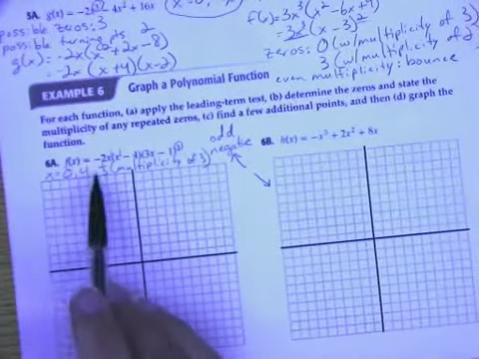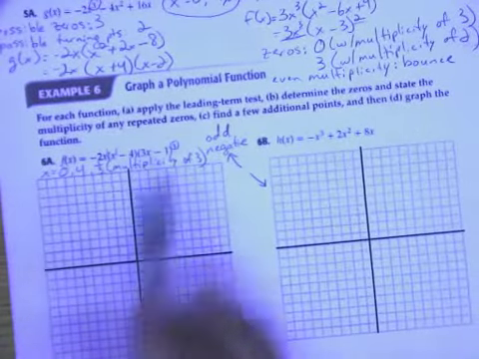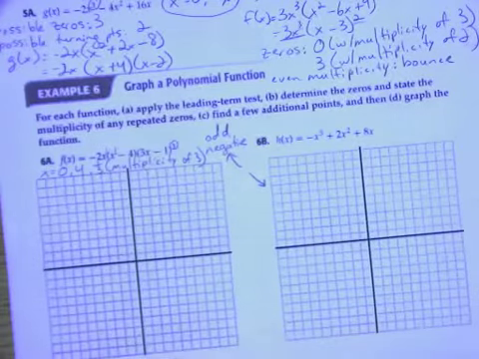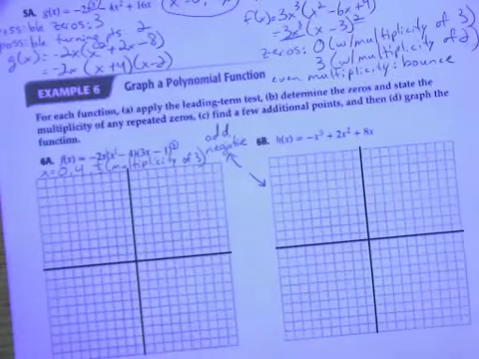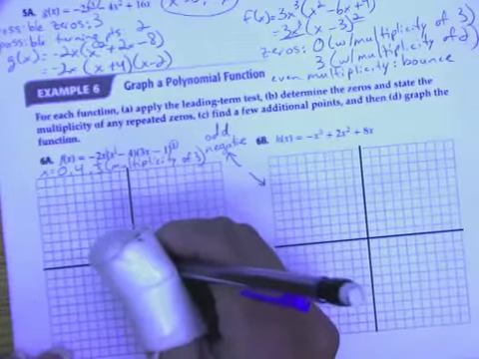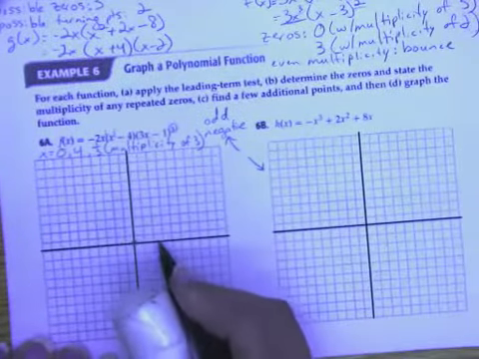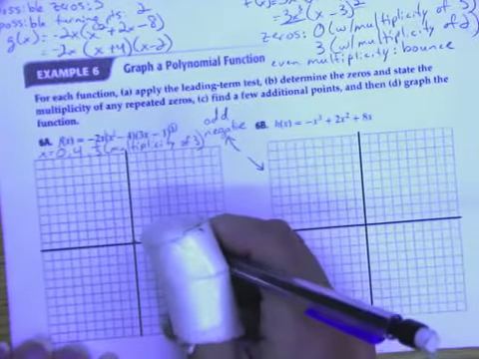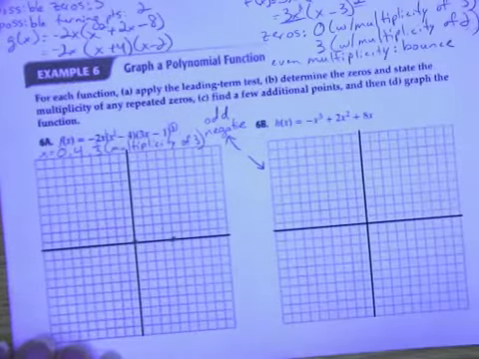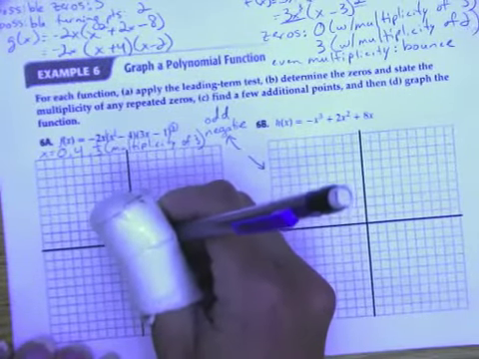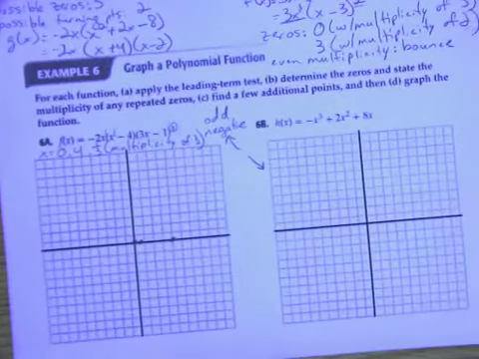And then it says find a few additional points and then graph the function. Well, let me start by graphing these points. Remember what a 0 is. I said x equals these numbers. So these are the numbers that x equals when the graph is passing through the x-axis. So I know it passes through here. I know it passes through 1, 2, 3, 4 here. It passes through at 1/3.